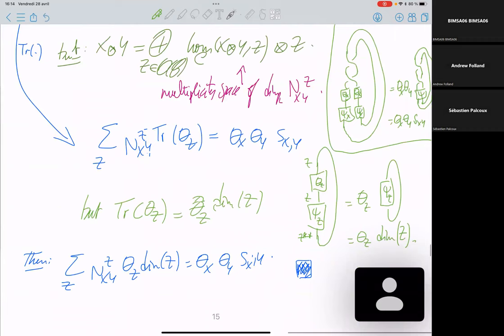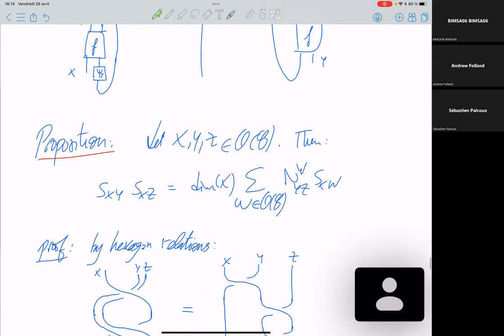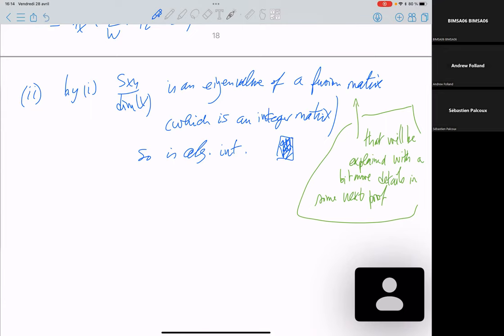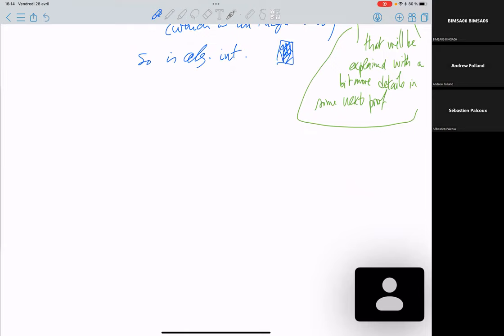Okay. Now, we will mention in a bit more detail the eigenvalues, the entries of a character, eigenvalues of the fusion matrix. We'll see that in the proof of the next lemma. So this next lemma will be in the new section dedicated to modular categories. So we already defined modular categories, but from now, all the categories will be assumed to be modular.